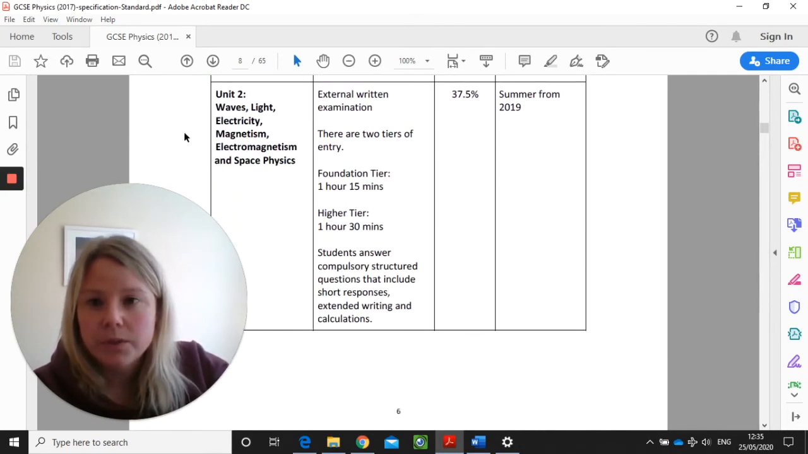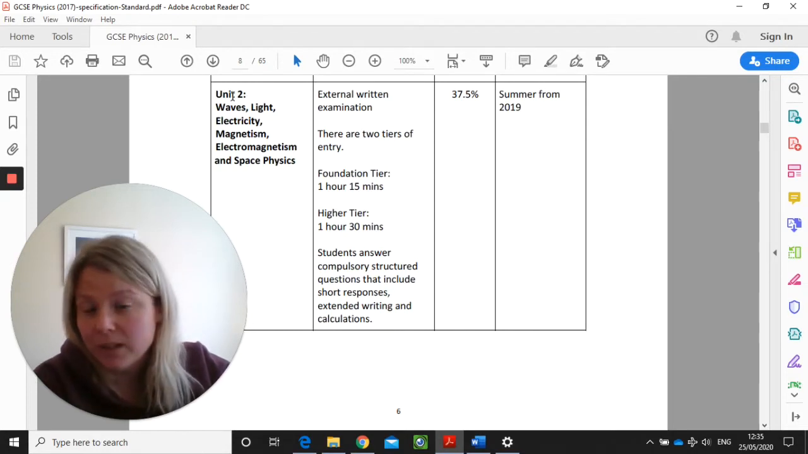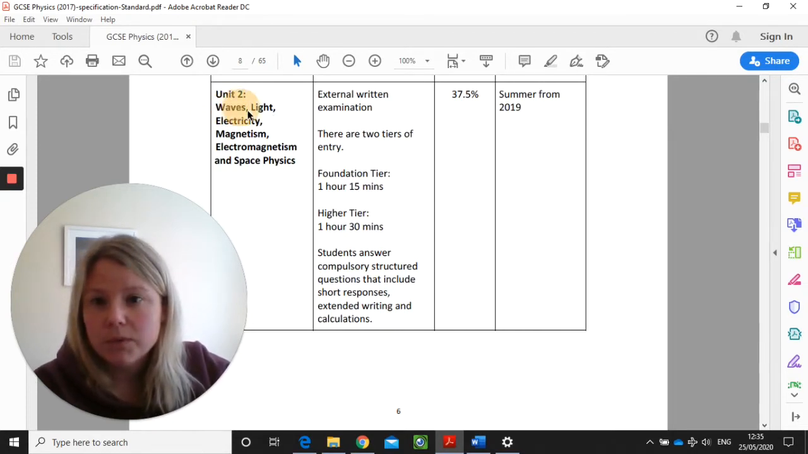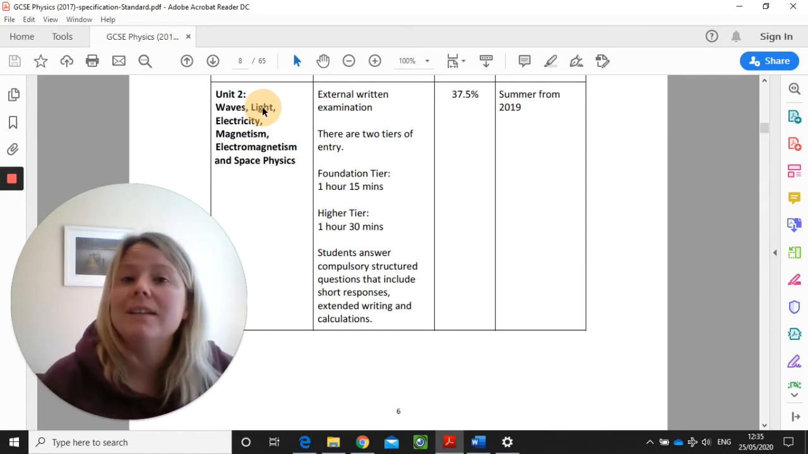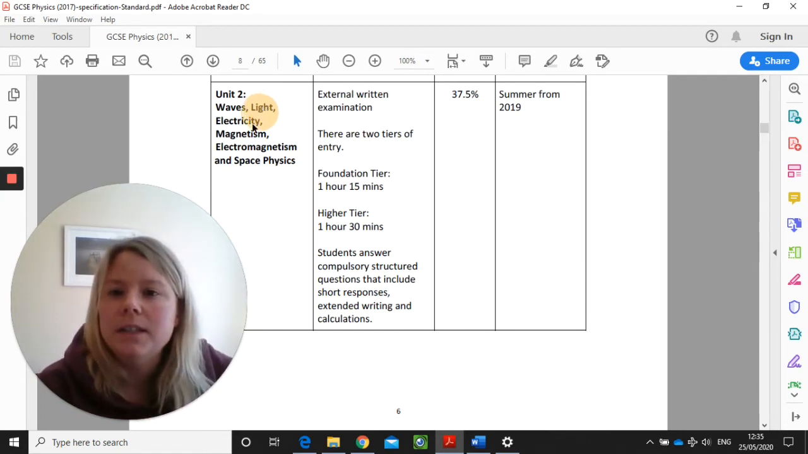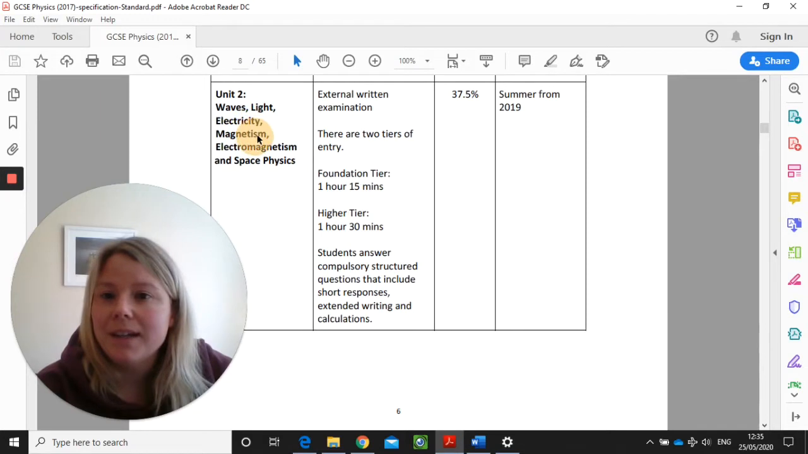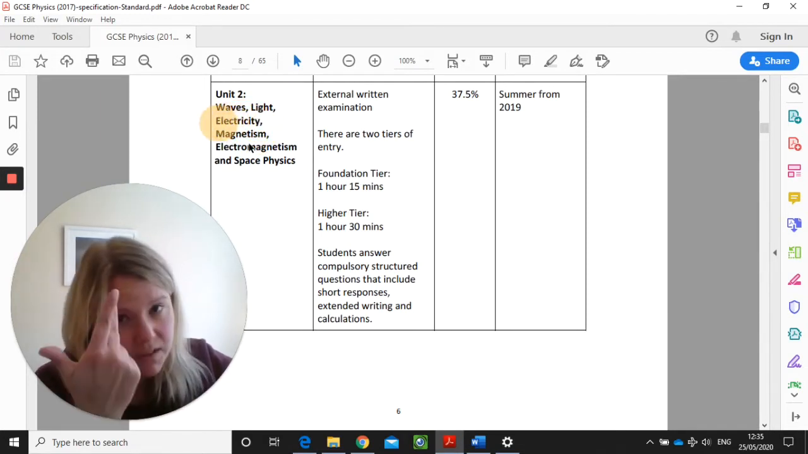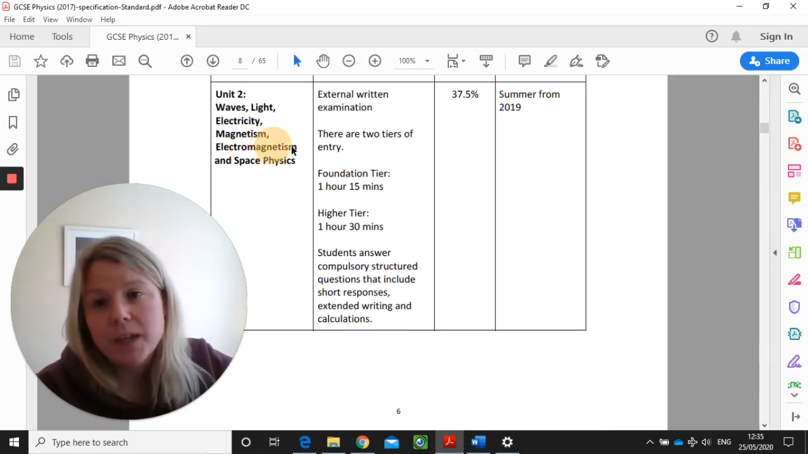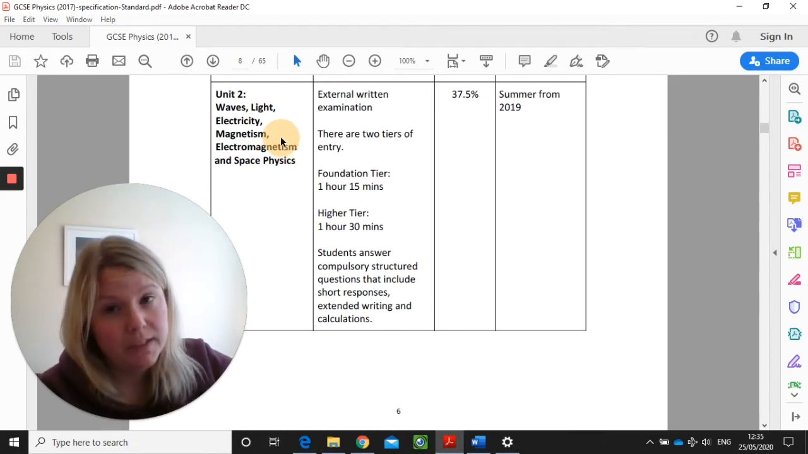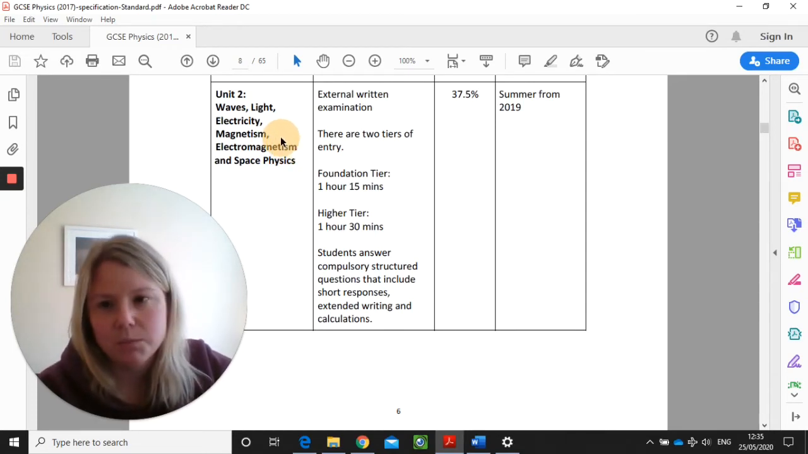So Unit 2, we will study this in Year 12, and you can see the topics that we've got here. So we've got waves and light, and again, that follows on nicely from stuff that you have been looking at this year in physics, all that stuff on light. Electricity, magnetism, and electromagnetism. That really was what you spent the whole of Year 8 looking at: energy, electricity, magnetism, and we touched on electromagnetism in Year 8. So you've got a bit of knowledge for it already. Obviously now at GCSE it goes into more depth, and also space physics.